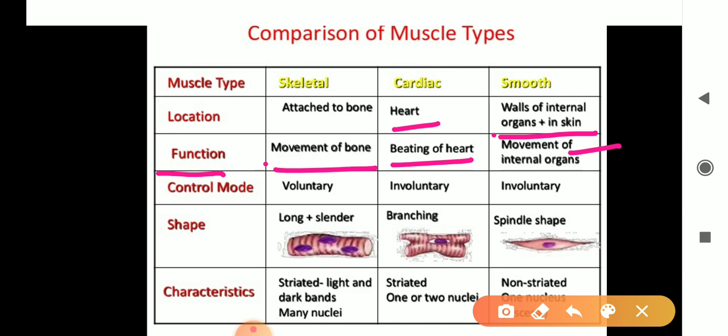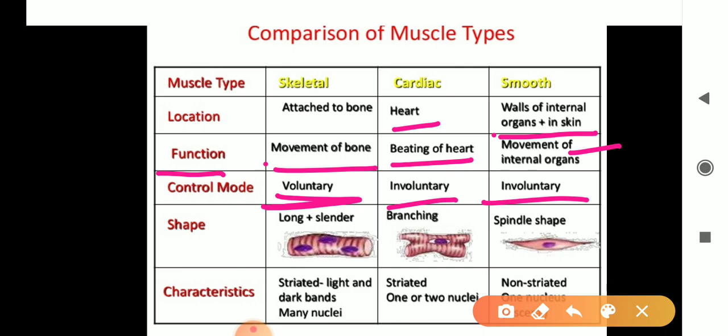Then control mode. Skeletal muscles or striated muscles are voluntary muscles. You can control them if you want to move. अगर आपको चलने का मन कर रहा है तो आप चलोगे, तो वो आपके हाथ पैर जो आगे बढ़ रहे हैं उस पर किसका आपका कंट्रोल है उस पर, और वो किससे कंट्रोल हो रहे हैं? स्ट्राइटेड मसल से. It means striated muscles are controlled according to your will. Then cardiac muscles are involuntary muscles. You do not have control over them. Smooth muscle also, you don't have control over them.